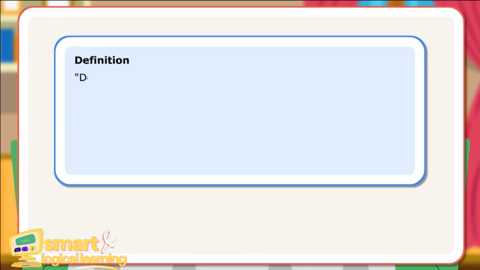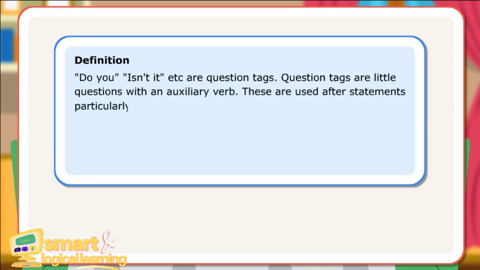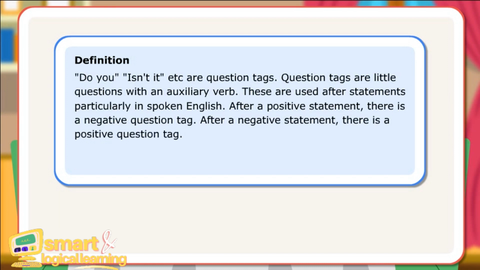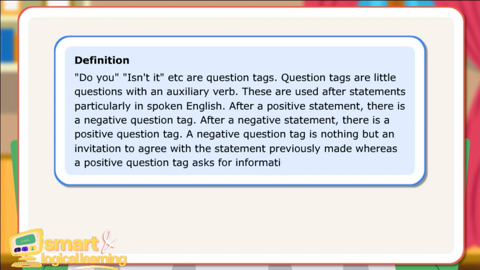Definition. Do you, isn't it, etc. are question tags. Question tags are little questions with an auxiliary verb. These are used after statements, particularly in spoken English. After a positive statement, there is a negative question tag. After a negative statement, there is a positive question tag. A negative question tag is nothing but an invitation to agree with the statement previously made, whereas a positive question tag asks for information.